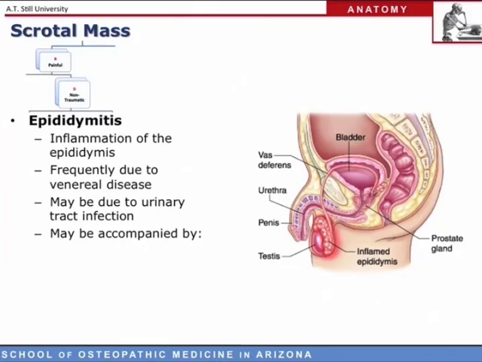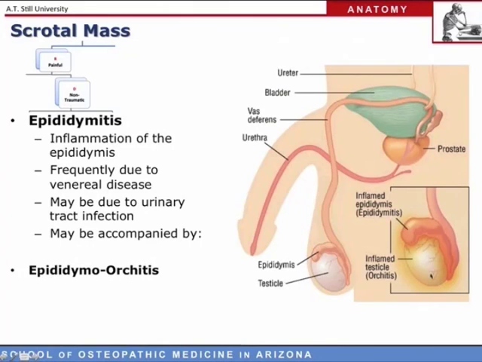So whichever way the infection gets in place, what happens is that there's a retrograde travel of the infection by way of the vas deferens back to the epididymis. And so inflammation of the epididymis is epididymitis. Now, that can also be accompanied by epididymo-orchitis. The epididymo part refers to the epididymis, of course, and the orchitis part refers to the testis. So here we have a situation where it's not only an inflammation of the epididymis, but also of the testis itself, and that would be epididymo-orchitis.